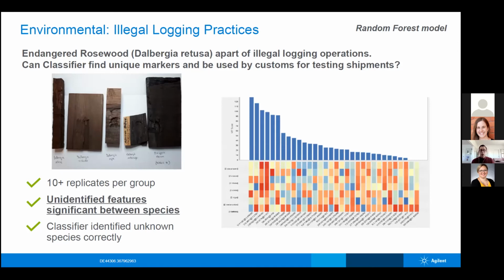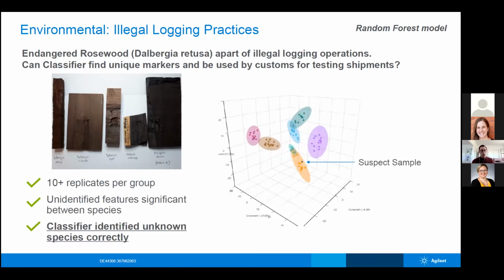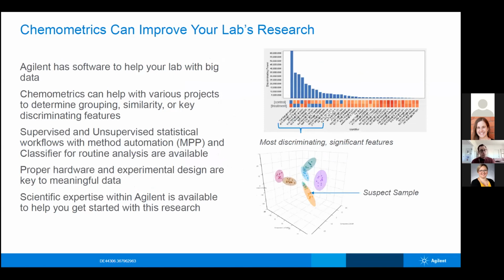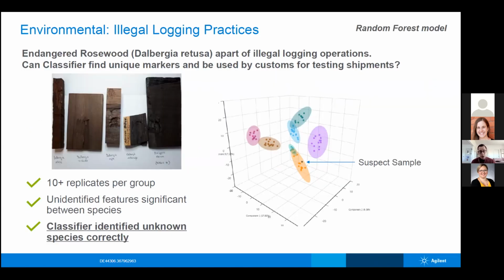We used a random forest model for variable importance that we saw earlier. We also looked at a PCDA or a PLSDA and PCA. And classifier identified unknown species correctly. We have a suspect sample that's highlighted here versus all the different types of real rosewood. And it was able to correctly identify the unknown species that were taken from illegal logging operations.